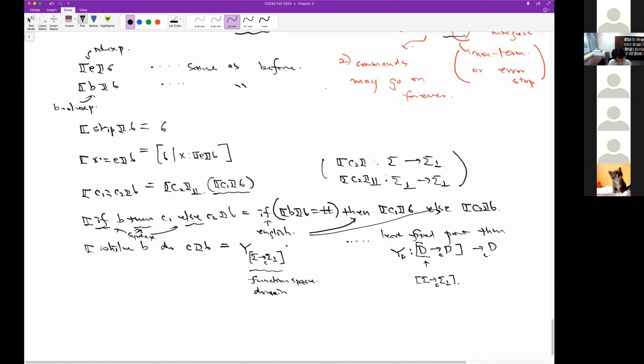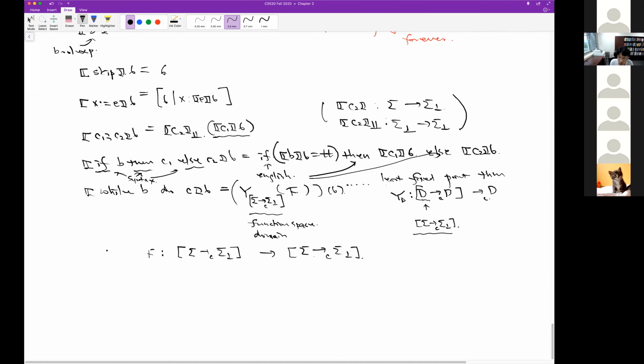And then we will define some operator F. What does it do? It's going to be a bit more complex. It will take continuous functions and return another continuous function. If you apply Y to F, the output is going to be some element in D, which in this case is the function space sigma to sigma bottom. So we apply this Y operator to F and then apply sigma here. Okay. So now what's going to be F?